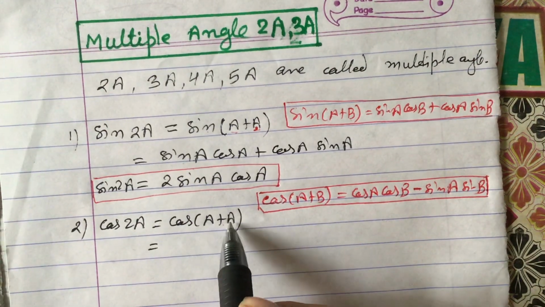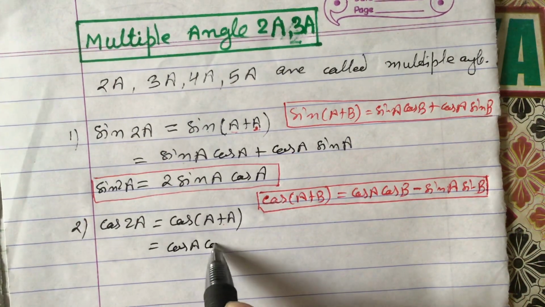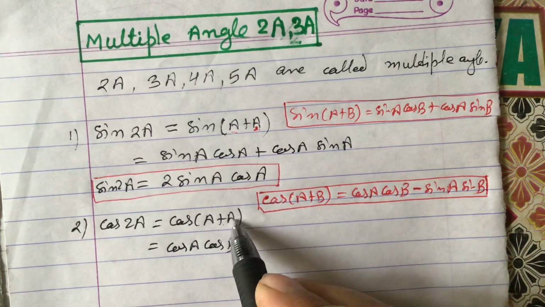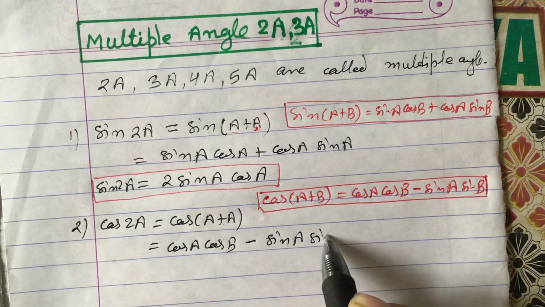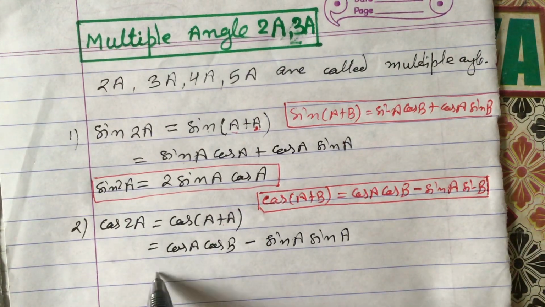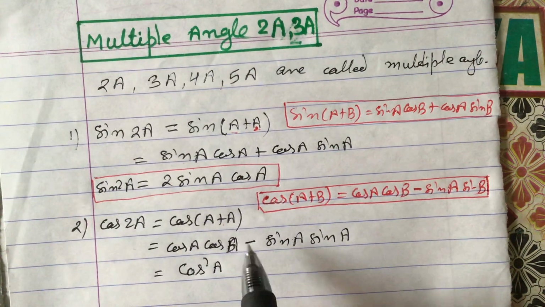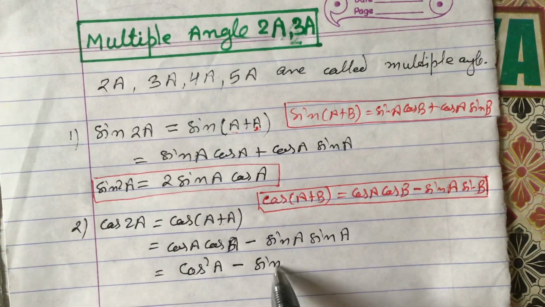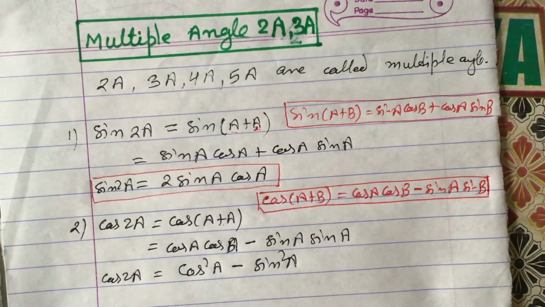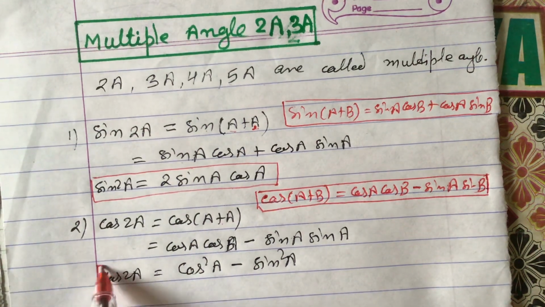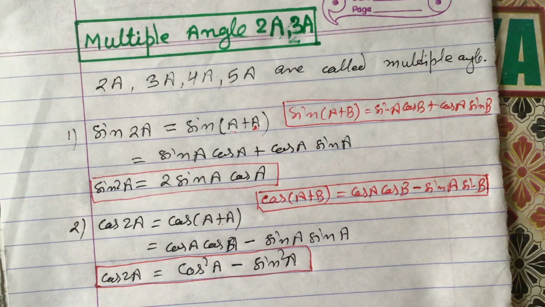So, cos A plus A, we can apply the cos A plus B formula. That is cos A cos B, because B is also A, and then minus sine A sine B, B is also A here. So, we can write cos square A minus sine square A. So, this is the formula for cos 2A. Okay, cos 2A formula is cos square A minus sine square A. This is the second formula for multiple angle.